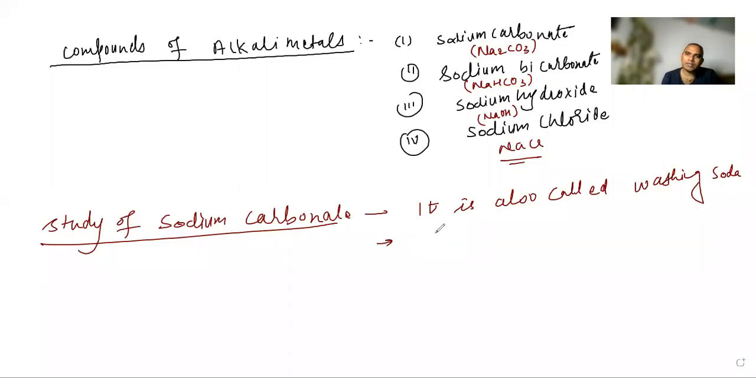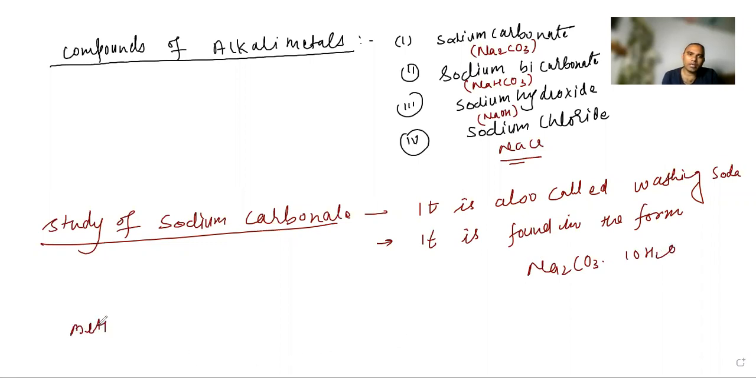Second one, if you are talking about the second one, it is found in the form of Na2CO3·10H2O. Method of preparation: if you are talking about the method of preparation, how we are going to prepare it, the method of preparation is by the Solvay process.